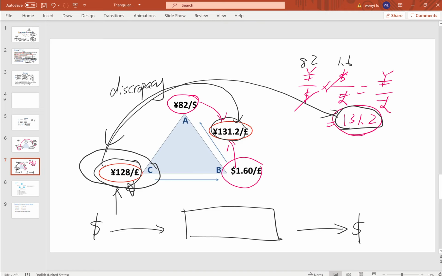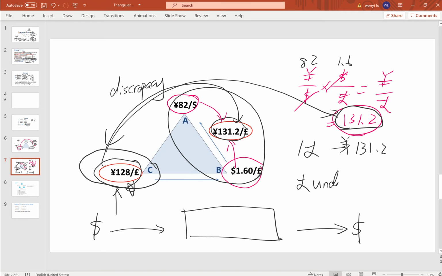From your domestic market, a pound must equal 131.2 yen. But in the foreign market, 1 pound is only equal to 128 yen. So in the foreign market, the pound is undervalued. Accordingly, our Japanese yen is overvalued.